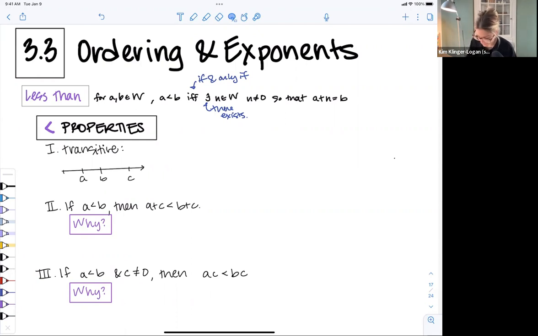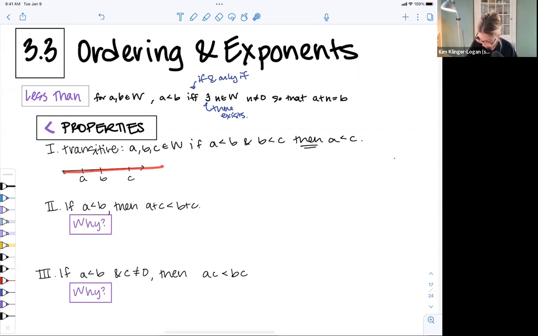So the first property that this relation has is one that we haven't discussed yet. It's transitive. What it means for this relation to be transitive is that if I take three whole numbers, if A is less than B and B is less than C, then I know that A has to be less than C as well. We can visually see this looking at this number line here. Here I have A to the left of B because A is less than B, and then B to the left of C because B is less than C.